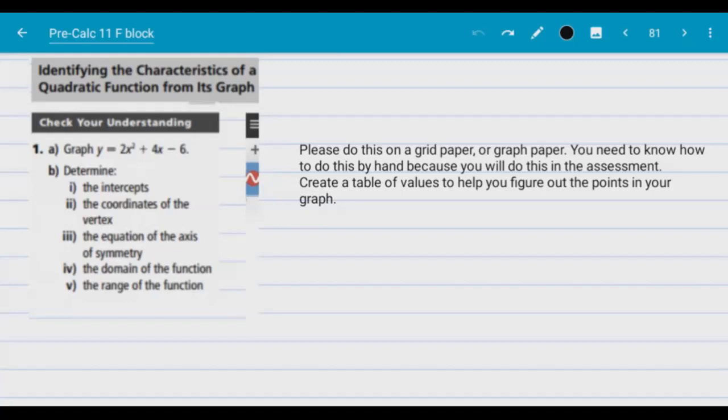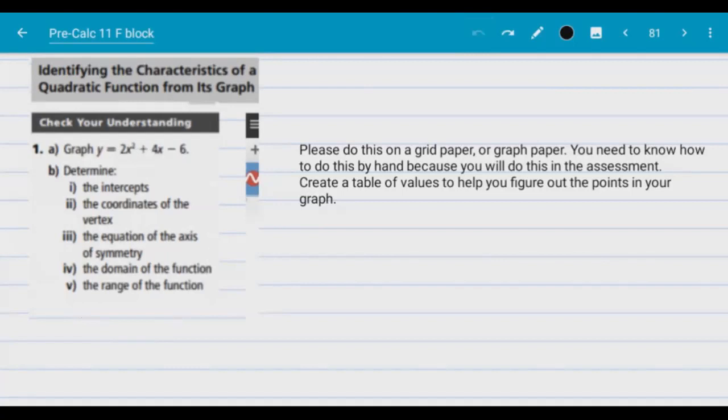So at this point, I want you to pause the video, grab a graph paper, create a table of values, and slowly create your graph. All right? So pause it for now. And then once you are done with graphing it, answer all of these. And I will also discuss it. So please pause it now.